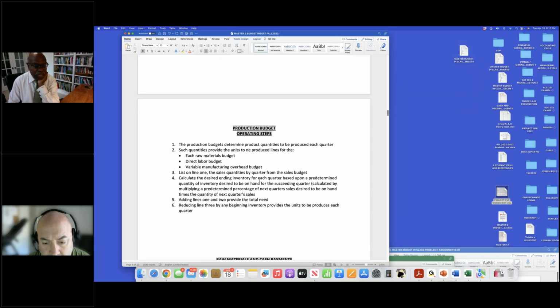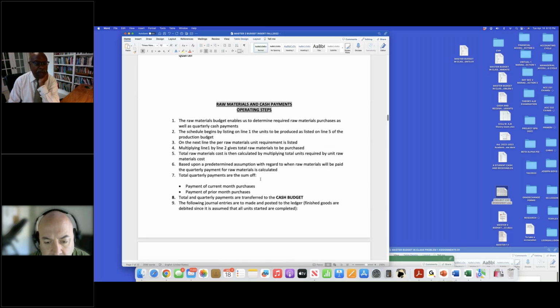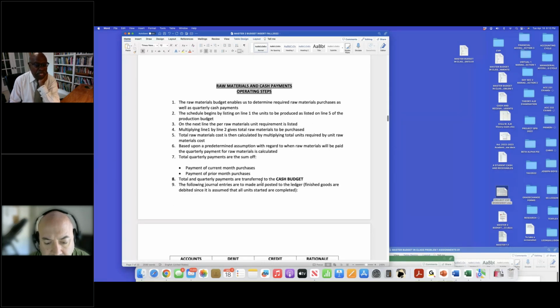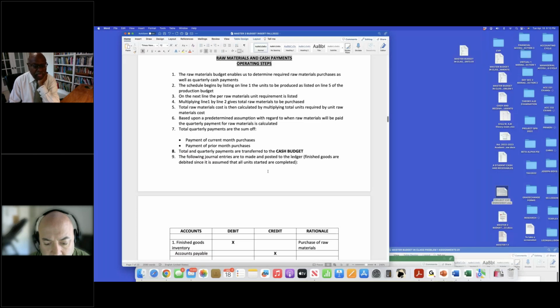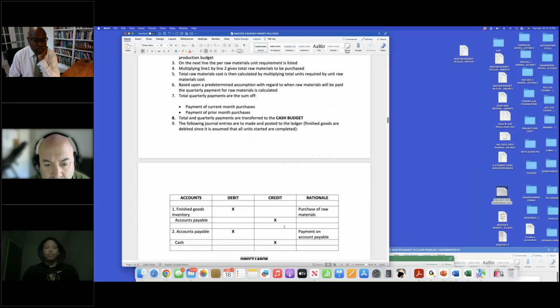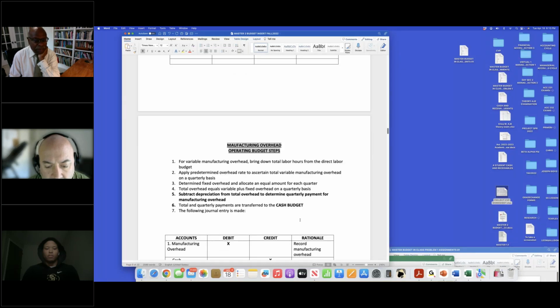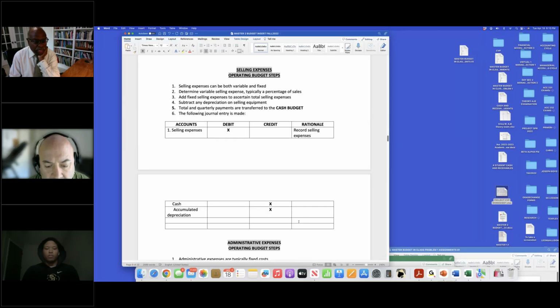But once we get the production budget done, here's raw materials. The team assigned raw materials needs to read this material, and these are the two journal entries you have to make. You make these journal entries when you total everything up. Here's direct labor, manufacturing overhead, selling expense, administrative expense, capital expenditure budget.